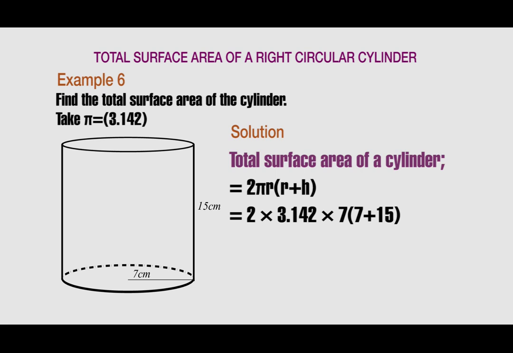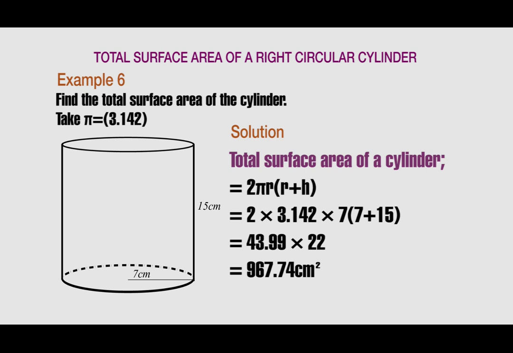If you use your calculator, we are going to have 43.99, that's the numbers outside the brackets, multiplied by 22, which is the number in the bracket, that is 7 plus 15. Again, if you use the calculator to multiply 43.99 by 22, then you are going to have 967.74 centimeters squared. That's very interesting.